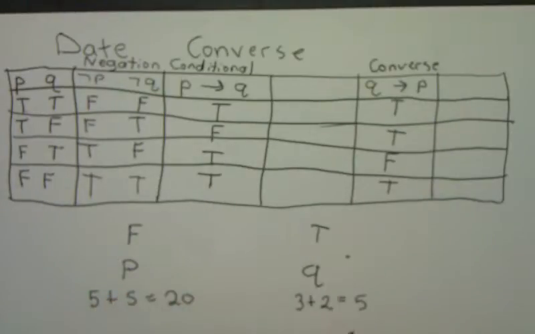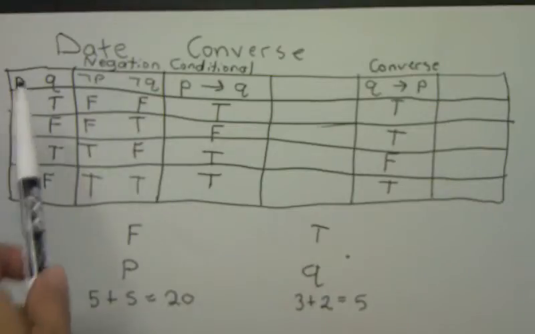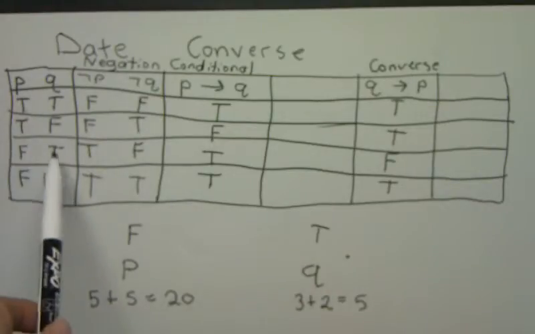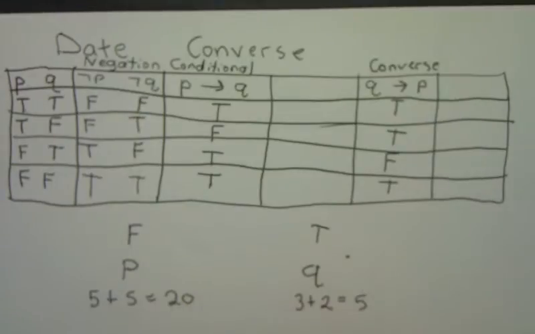But my converse is going to be, if 3 plus 2 equals 5, then 5 plus 5 is 20. So on my converse, if P is false and Q is true, my converse is false. Okay?